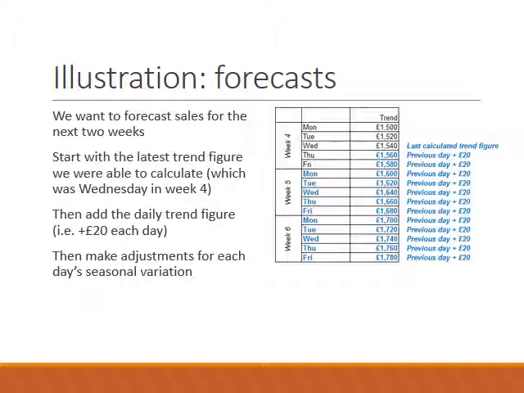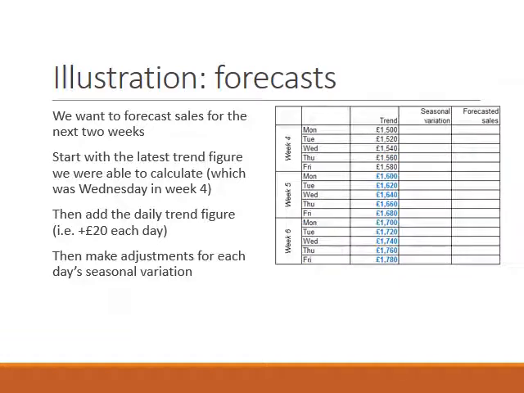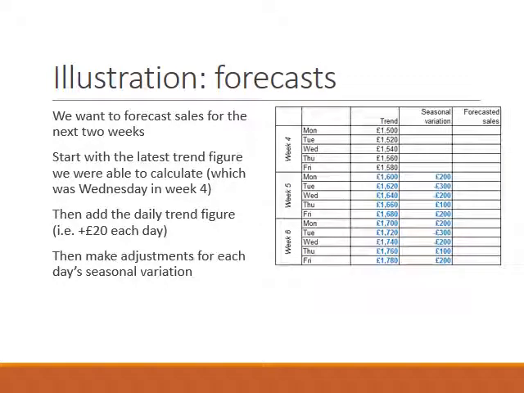What we then need to do is we need to make adjustments to that trend figure to take into account each day's seasonal variation. Now we've previously calculated our seasonal variations for each day of the week. So for Monday it's going to be plus 200, Tuesday minus 300, etc. Lastly, we can calculate what our forecasted sales are going to be for weeks 5 and 6, and we do this by taking the trend and then adding that seasonal variation for each day.